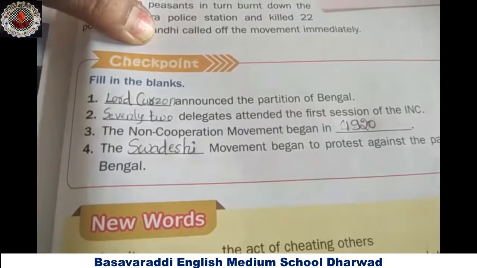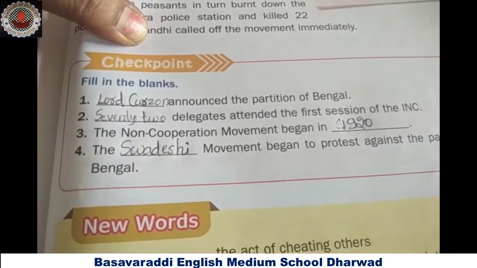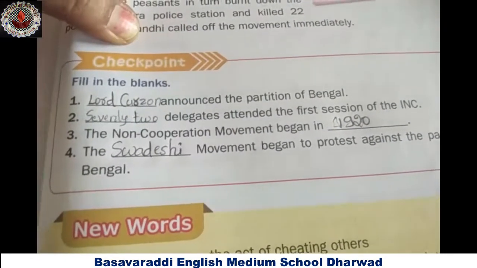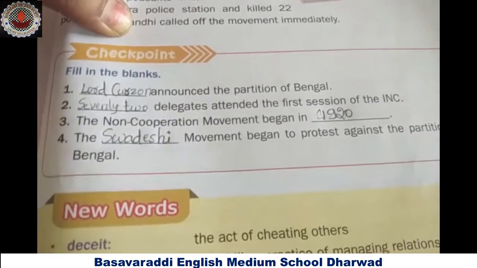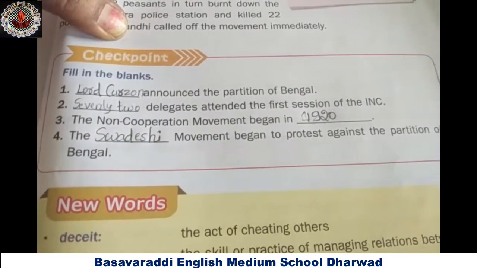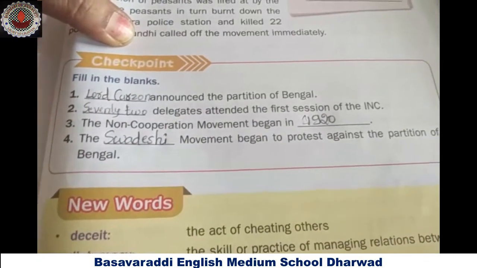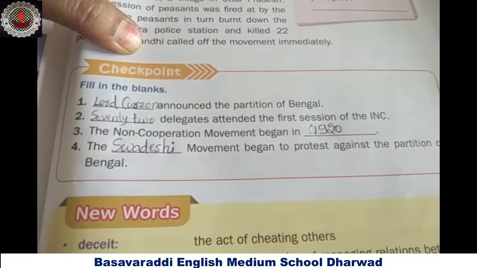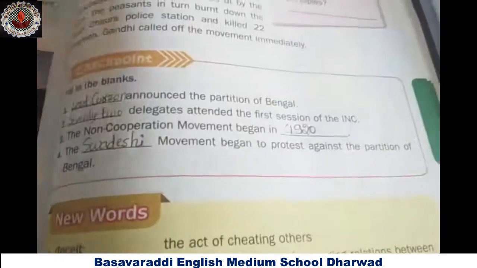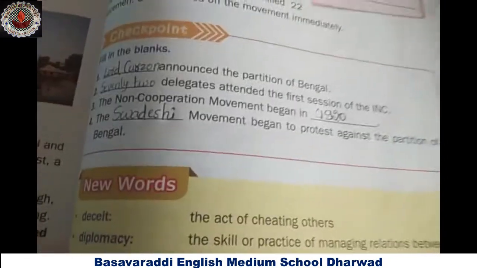Third question. The non-cooperation movement began in 1920. Fourth question. The Swadeshi movement began to protest against the partition of Bengal. Let's move.